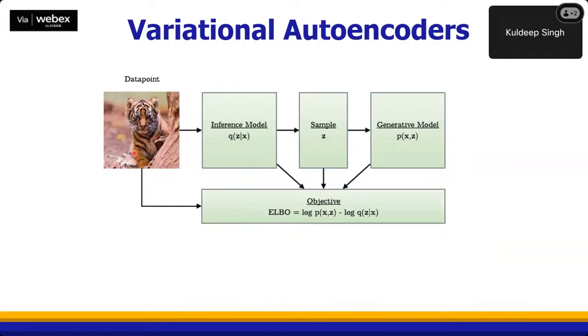You have a data point. Suppose you are generating an image. You have an inference model. We remember we were calling the encoder network the inference model. We get a latent space representation of this, and then there is a generative model, and then we have an objective function for this.